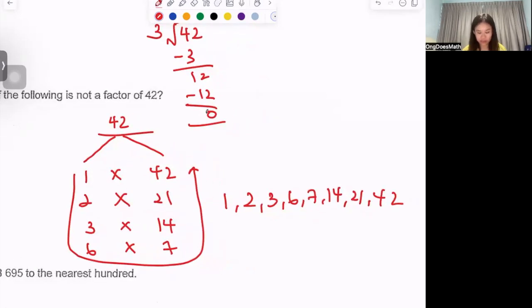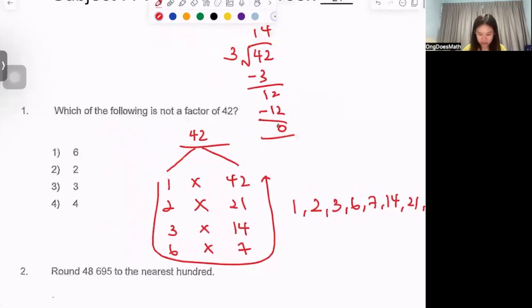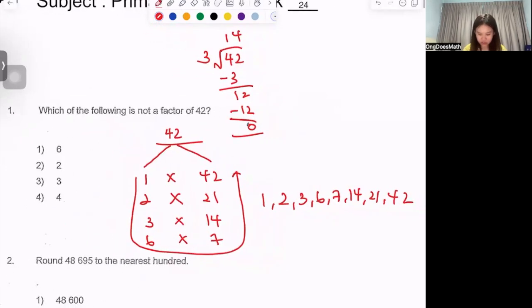So all these are your factors, which means that the only number that is not inside is, actually, 6 is inside, 2 is inside, 3 is inside. So 4 is the one that is not a factor. So the answer is option 4.